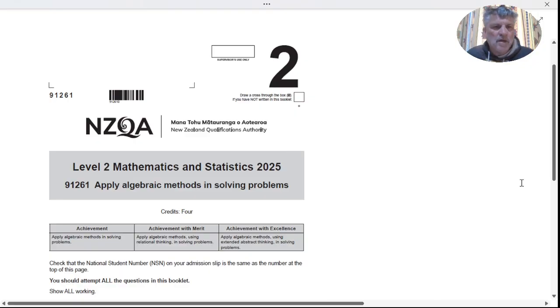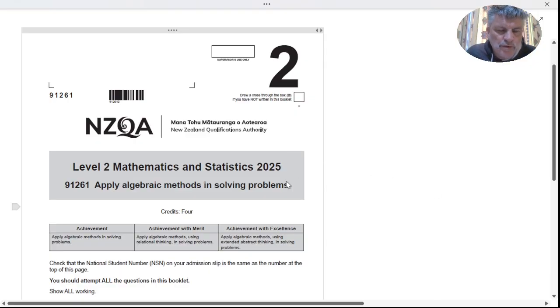Hello, we're going to have a run through of 91261, the NCEA Level 2 Mathematics and Statistics examination from this year, 2025. Apply algebraic methods in solving problems. So let's have a look at the questions.